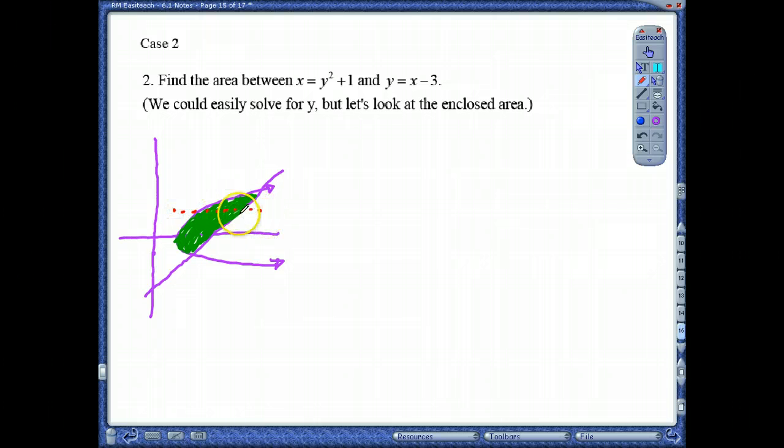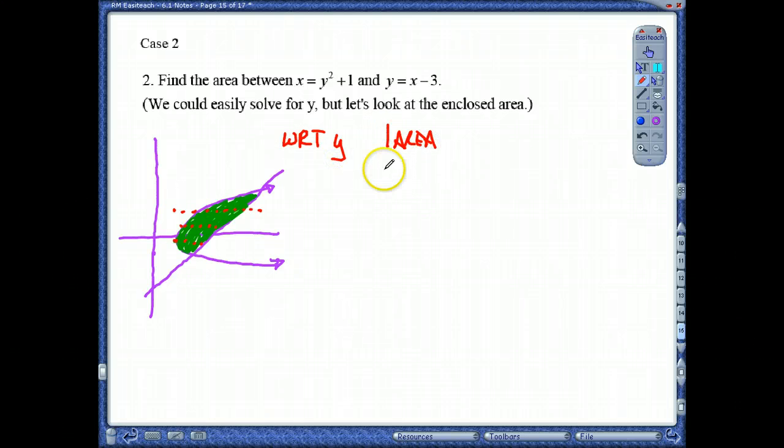Okay? So if I'm looking over here, my top or my right function is the line. The bottom function is my parabola. Well, if I look at it over here, same thing, line, parabola. Same thing all the way through. So if I do this with respect to y, I've got one area to deal with.